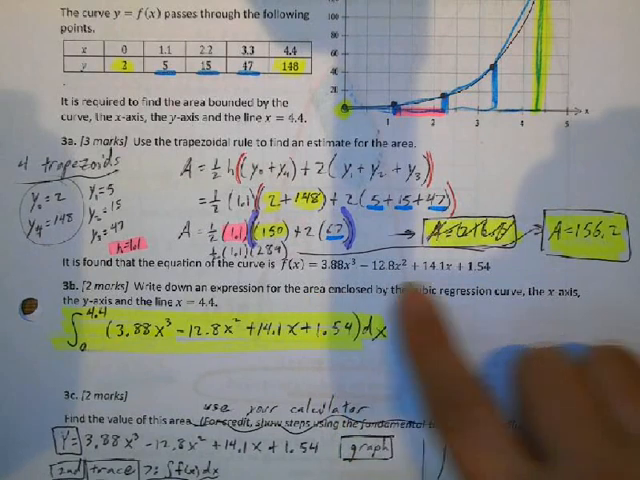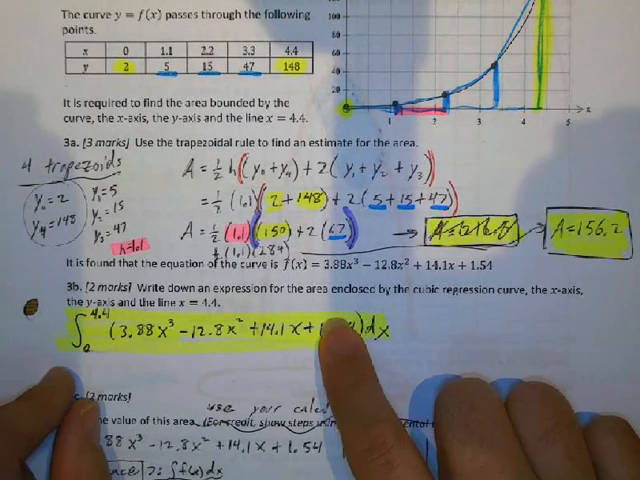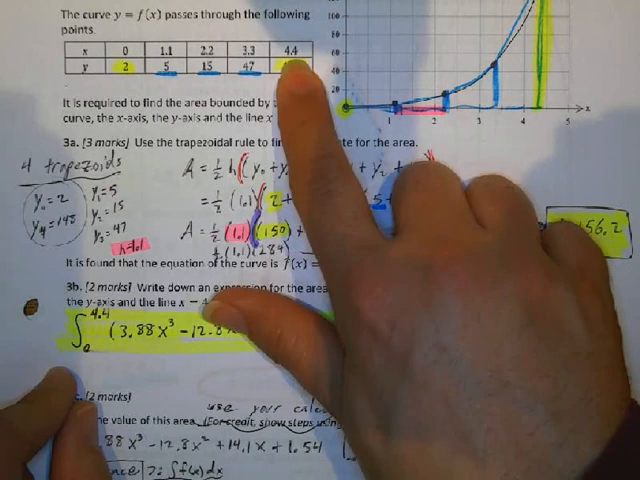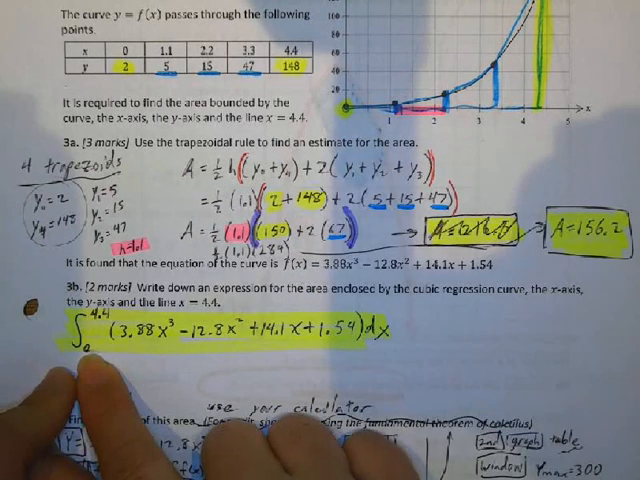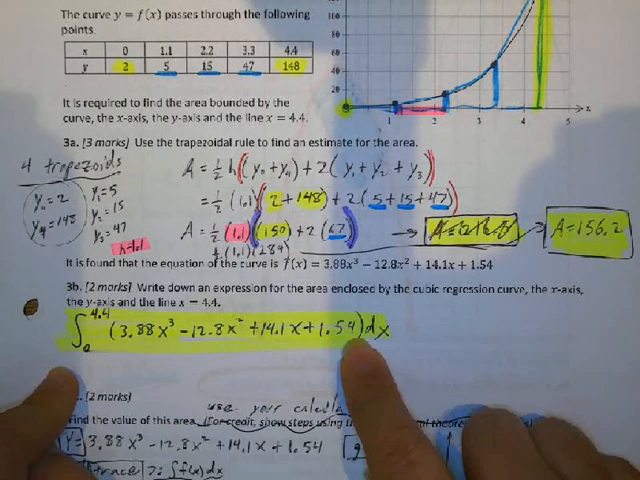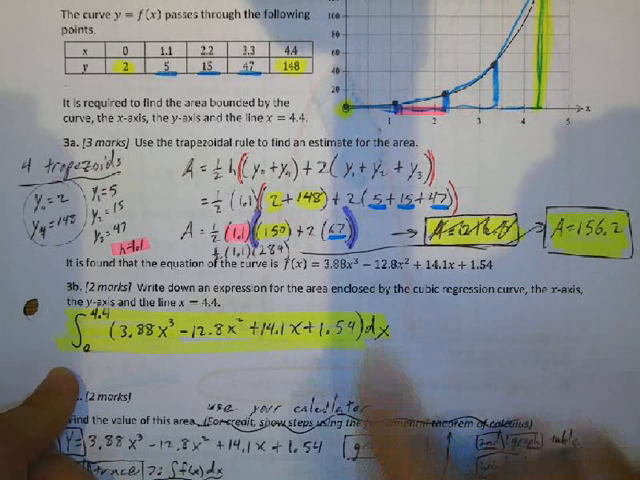Now, it's been found that here's the equation. So write down the expression of the antiderivative. We started at 0 and ended at 4.4. So my integral starts, lower boundary is 0, upper bound is 4.4. Write the function, write dx. That's it.